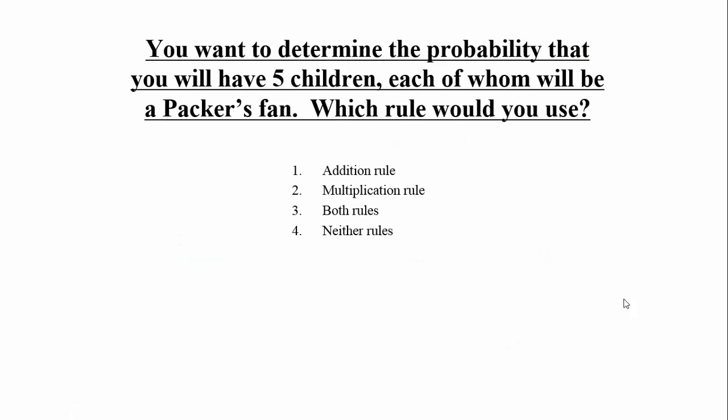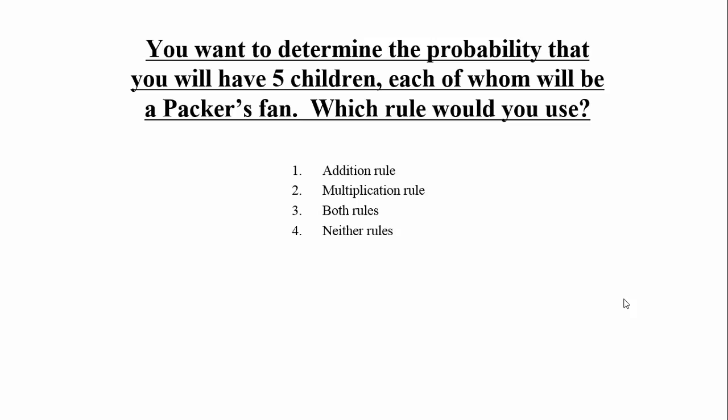So you might say to yourself, okay, what's the probability I'll have 5 children and each of those children be a Packers fan? Which rule would you use? Now, I'm a Bears fan, so if you're from Chicago or Green Bay, you know that it's a nice rivalry there. So what else would you be if you're a football fan? Either going to be a Bears fan or a Packers fan. Let's say that's all that exists. Those are the only two options.